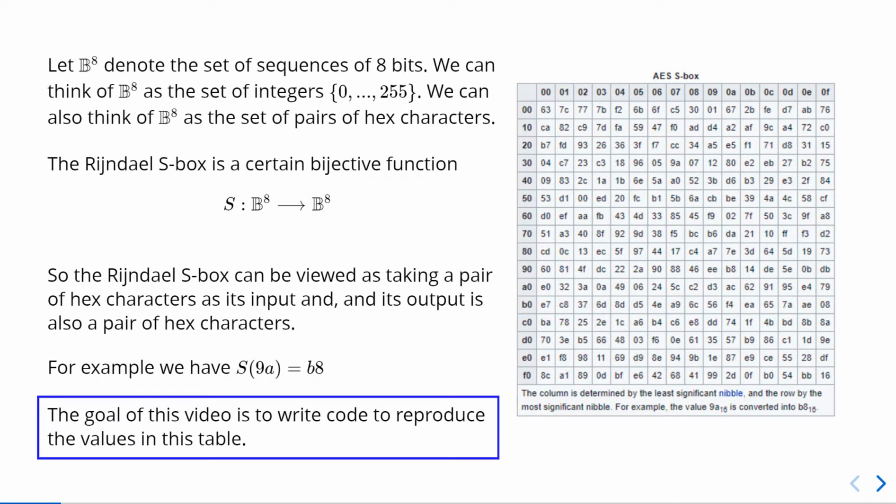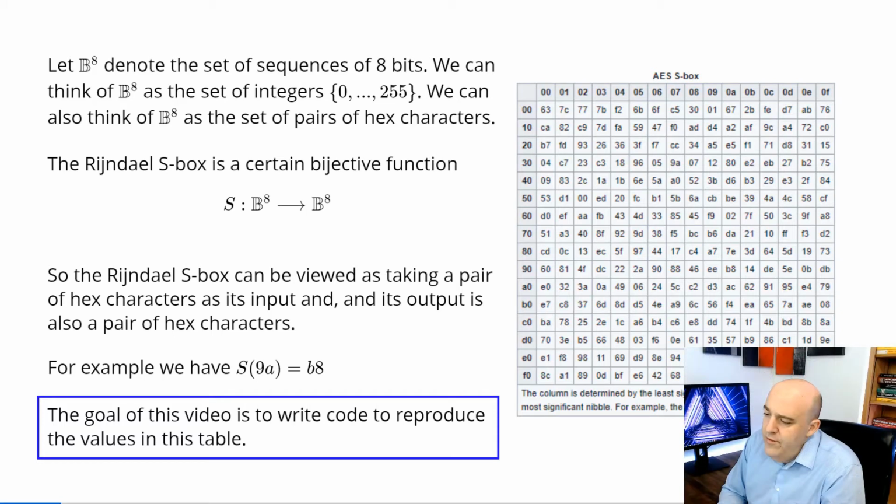So here it is. To define it, why don't we define B8 to be the set of sequences of 8 bits. So the set of sequences of zeros and ones of length 8. And we can also think of B8 as a set of integers between 0 and 255. Or we can also think of B8 as the set of pairs of hex characters. Now, the Rijndael S-Box, it's a certain bijective function defined from B8 to B8. And this is the point of the video. We're going to talk about it.